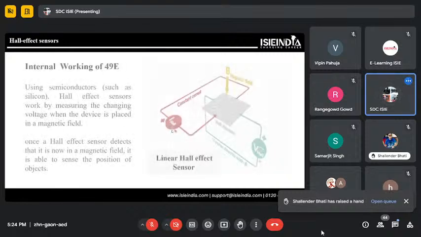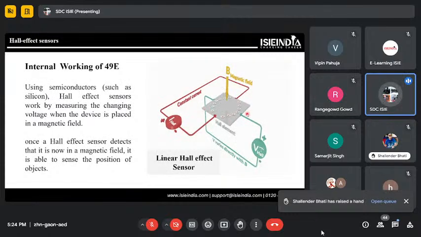Along with that, this animation will show you the integral working of the 49E, a semiconductor device with a Hall effect sensor that changes the voltage when placed in a magnetic field, right? If we bring a magnetic field near the sensor, you can see the complete saturation, and we are getting some fluctuation and some output voltage in the receiver wire, and from that we are getting some responses. So these are the linear Hall effect sensors present inside the electric throttle, right?